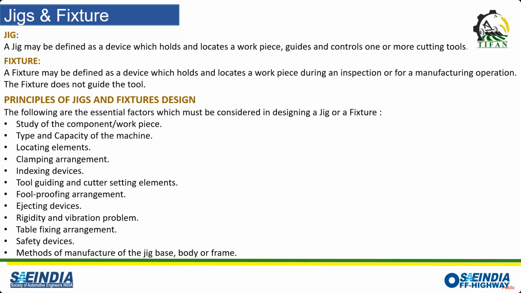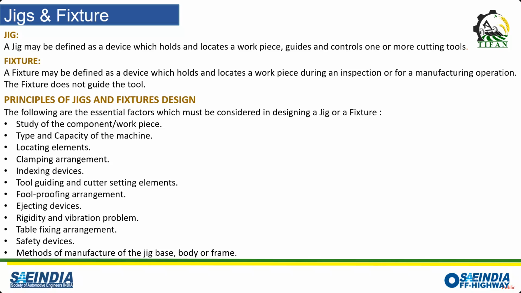Then, if we are manufacturing a component with the help of welding, creating a joint, we need to understand the capacity of that particular welding machine, and by considering that, we need to have a fixture design. We need to have the locating elements, clamping arrangements, and indexing devices properly identified and defined in order to make sure that we have a very precisely manufactured part.